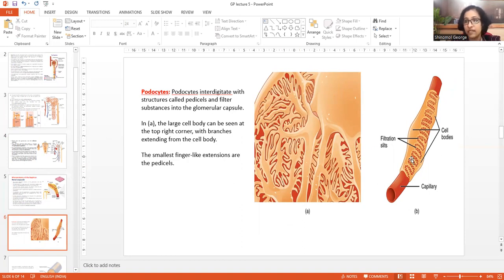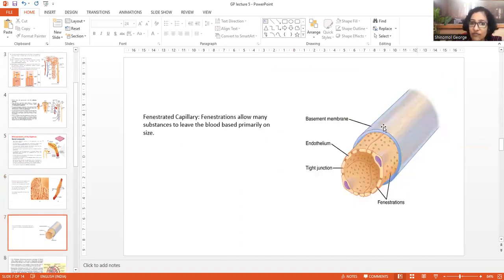Okay, and you can see situations where they have these are the cell bodies, and this is a capillary tube, which is the fenestrated capillary. The fenestrations mean these holes here, you can see over here, and these fenestrations allow many substances to leave the blood based primarily on their size.